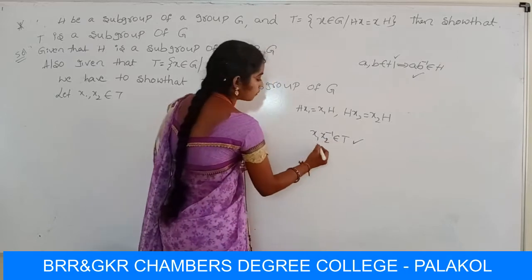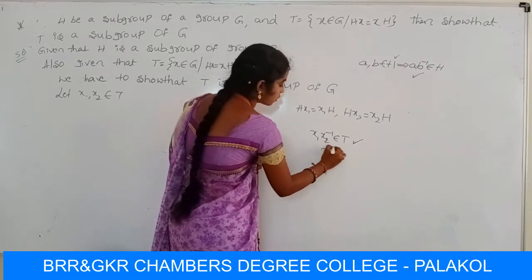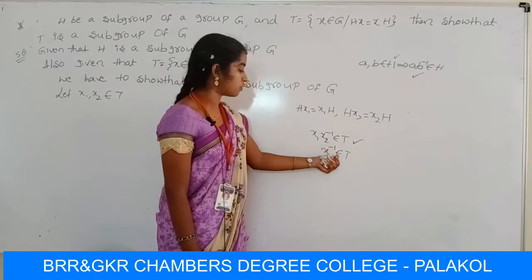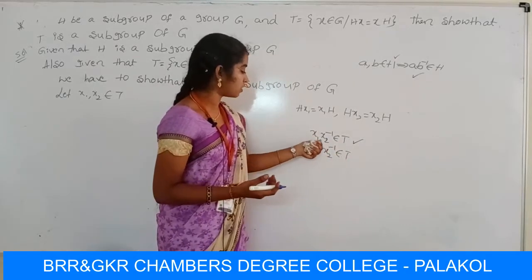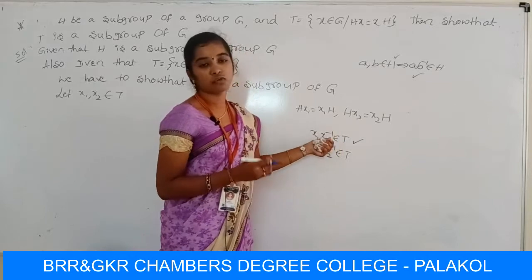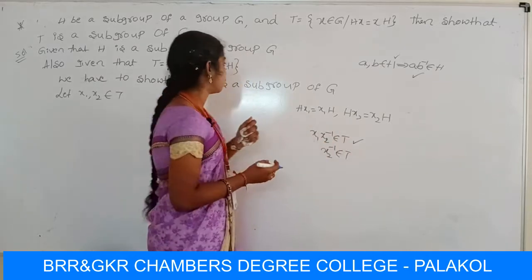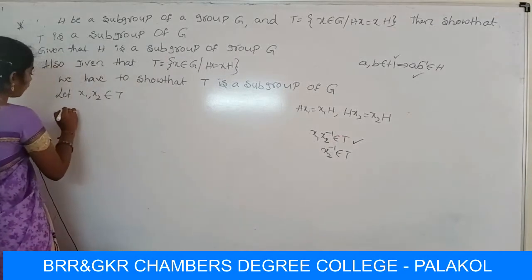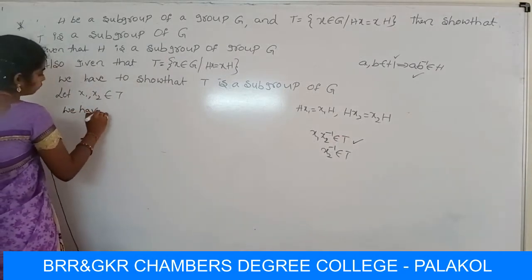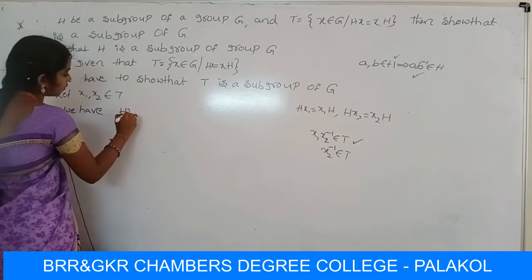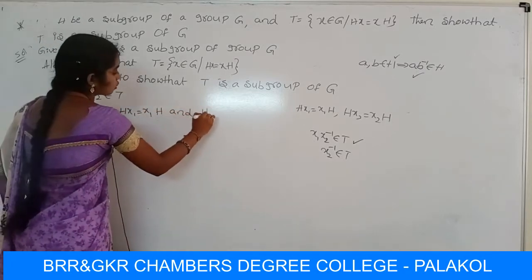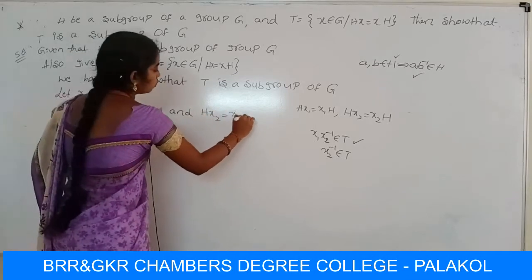So first we have to prove x2 inverse belongs to T, and also prove x1 into x2 inverse belongs to T. So therefore T is a subgroup of Z. So that x1, x2 belongs to T, we already know that hx1 is equal to x1h and hx2 is equal to x2h.